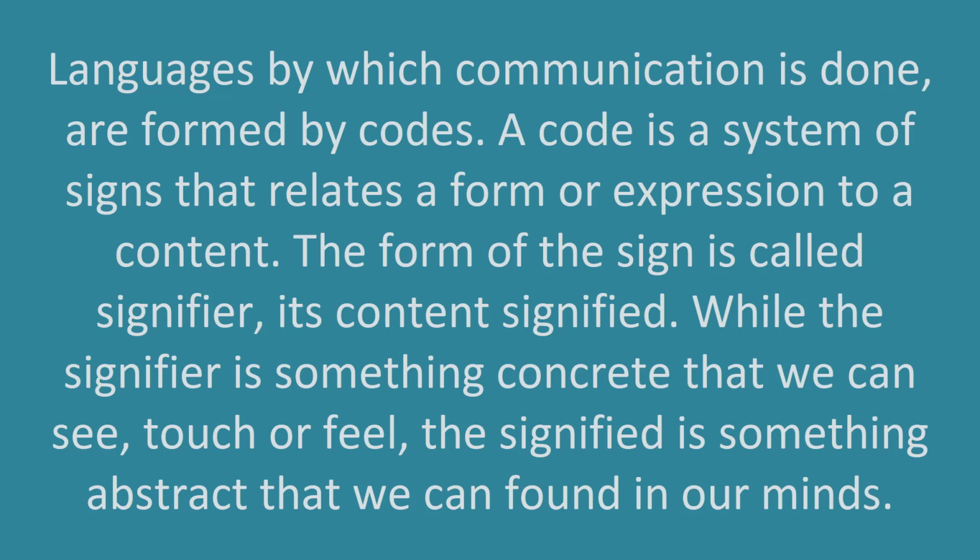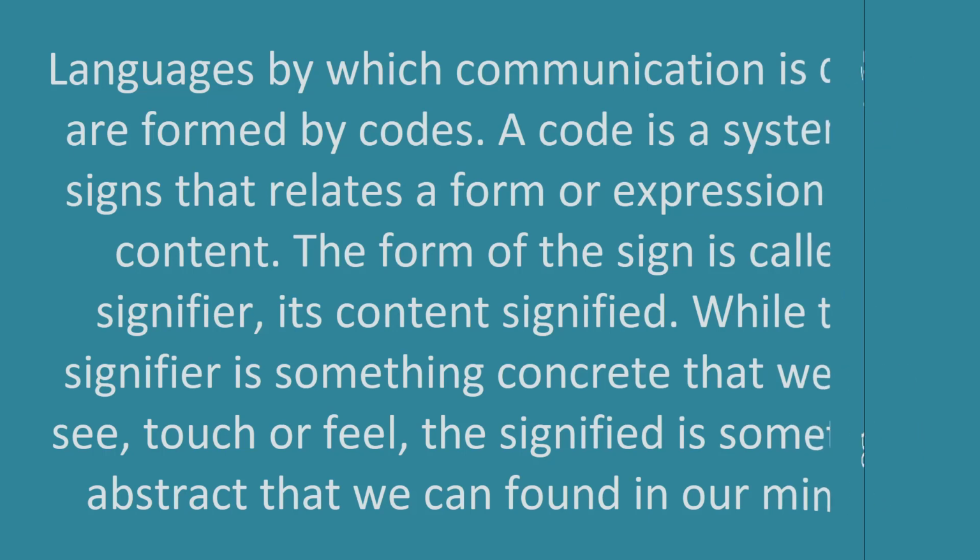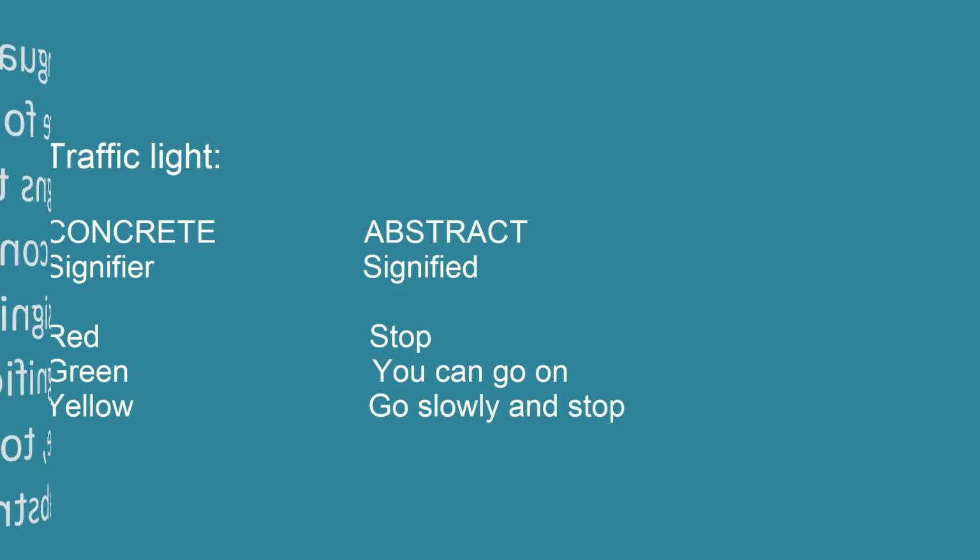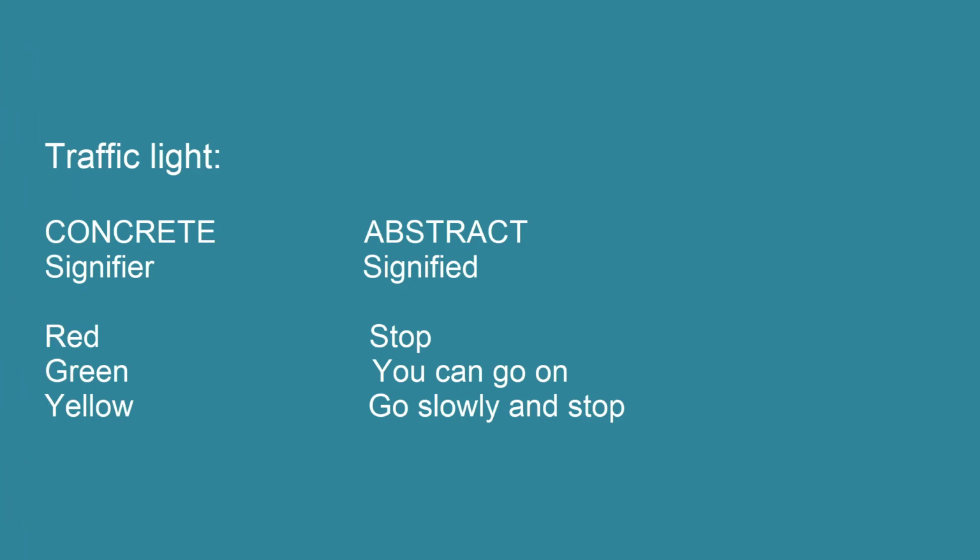The form of the sign is called signifier, its content signified. While the signifier is something concrete that we can see, touch or feel, the signified is something abstract that we can find in our minds. The traffic light is the best example to explain these concepts. The color is the concrete part, the visible one. In this case, it's the signifier. The signified is the ideological part that is connected to the idea, to the concept, to the convention.